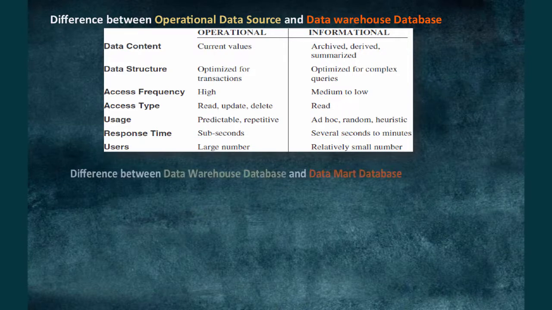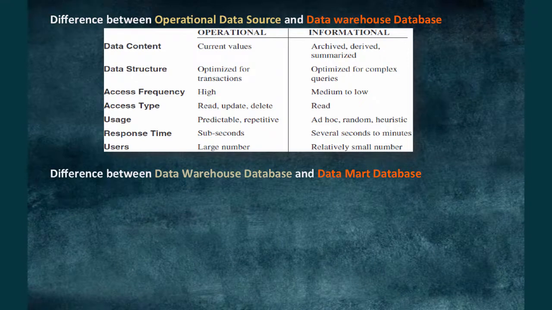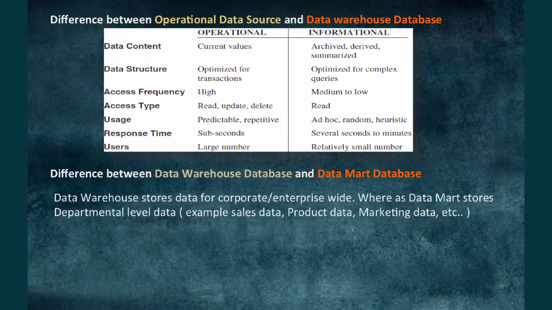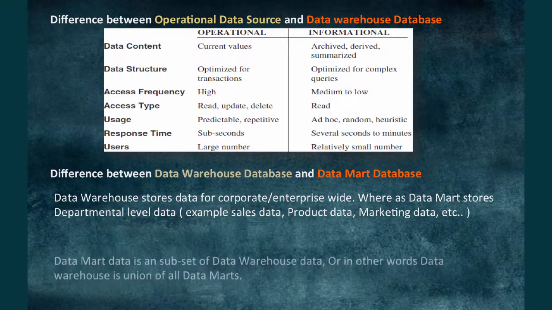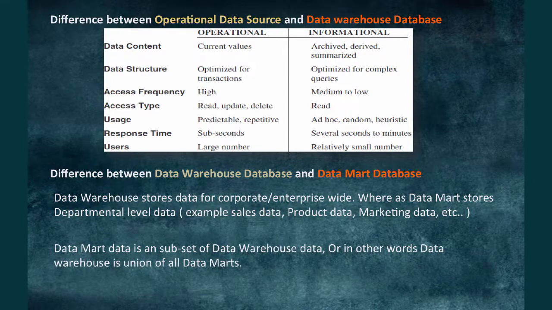Difference between Data Warehouse Database and DataMart Database. Data Warehouse stores data for corporate and enterprise-wide, whereas DataMart stores departmental level data. Example, sales data, product data, market data. DataMart is a subset of Data Warehouse data. Or, in other words, Data Warehouse is union of all DataMarts.